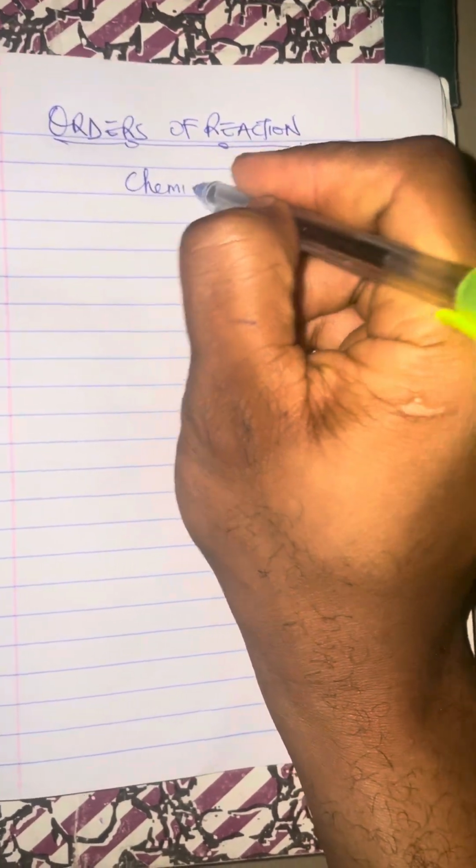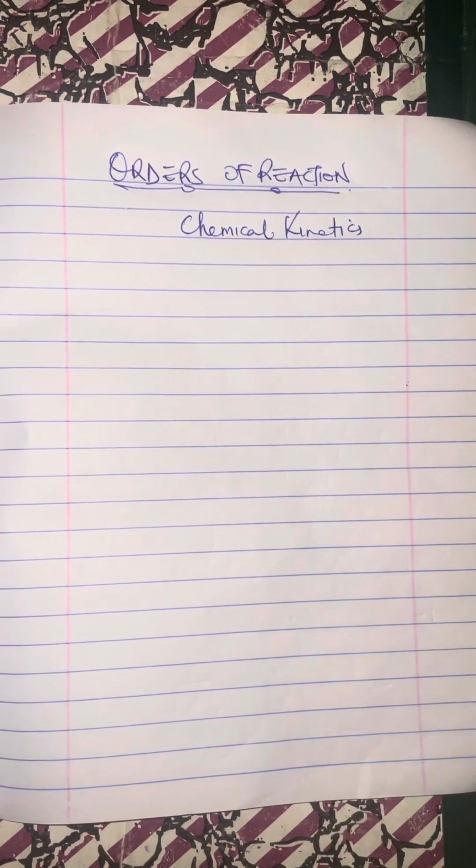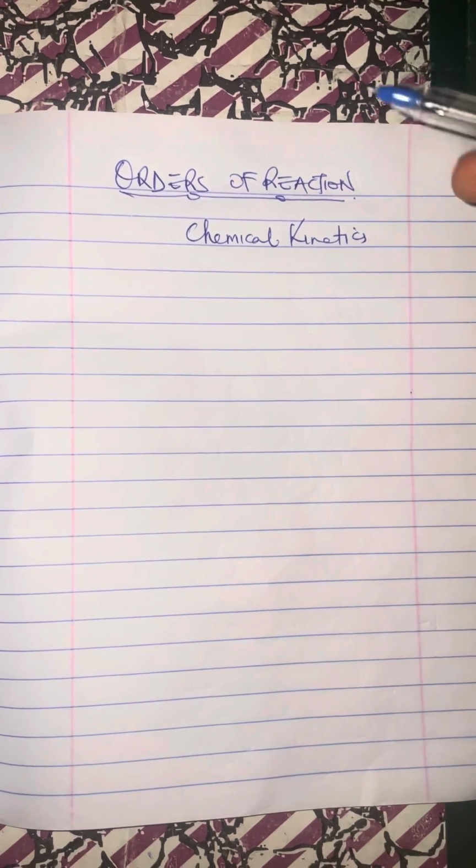Alright guys, so in this video we are going to be looking at orders of reaction. Please, I want to let you know that orders of reaction stems from the topic chemical kinetics, and you know chemical kinetics has to do with the rates of chemical reactions, the rate at which the reaction proceeds from the reactant side to the product side. But orders of reaction focuses on the power or the exponent to which the concentration of the reacting species in a given chemical reaction is raised.